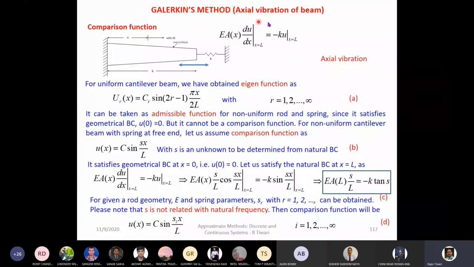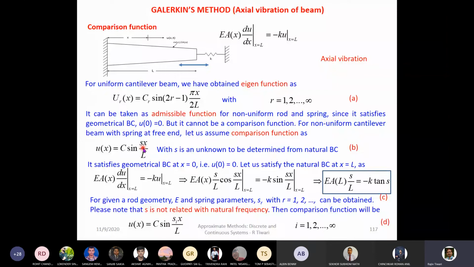So we need to see how we can satisfy this. For that, we need to make a change in this. What we'll do is assume that the comparison function is some constant times a sine. Instead of pi and those nice numbers, we are writing s. S is some number, it can be a real number, s x by l.